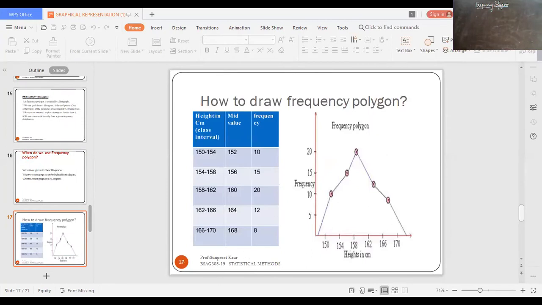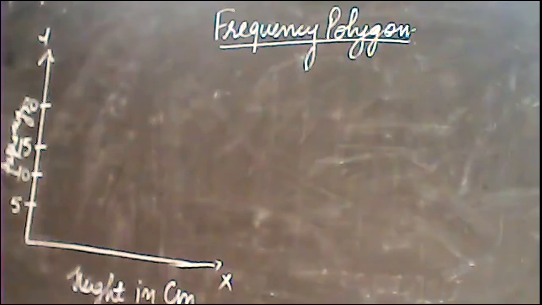Now I want you all to get this statement from this slide. Then we will learn how to make the frequency polygon. All of you are required to write this down. We are going to make the frequency polygon as per the information given to us. Okay, so how will we make it?